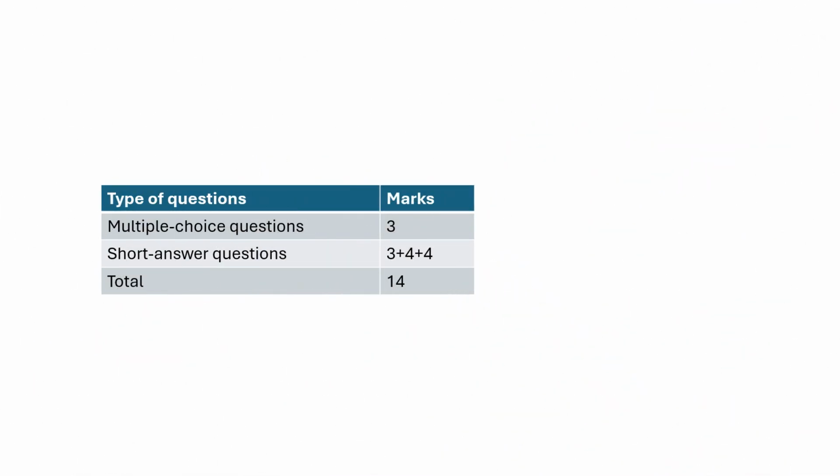The Newtonian mechanics section is worth a total of 14 marks, consisting of 3 multiple-choice questions, 3 marks, and 3 short-answer questions, 11 marks. This section accounts for 10.8% of the overall assessment, which has a total possible score of 130 marks.